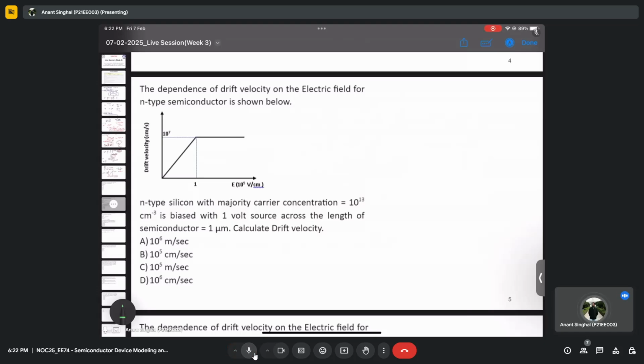Any answers? Let me give you some clarity here: this axis is 10 raised to 5 volt per centimeter. That means this value is 10 raised to 5 volt per centimeter, and this is 10 raised to 7. On the other axis, the velocity that we have, it is 0. This is 10 raised to 7. This value is 1.